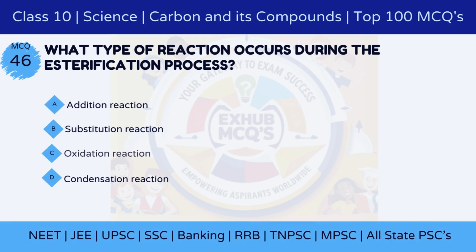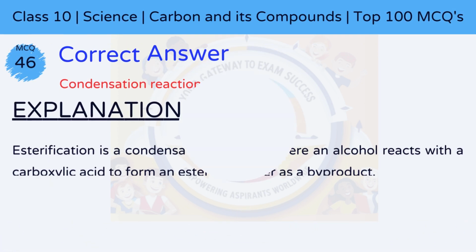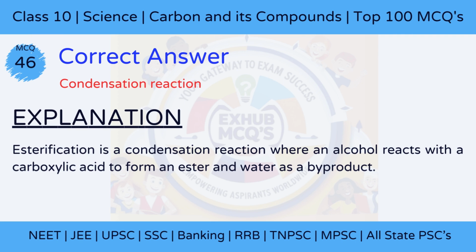MCQ 46. What type of reaction occurs during the esterification process? Option A, addition reaction. Option B, substitution reaction. Option C, oxidation reaction. Option D, condensation reaction. The correct answer is option D, condensation reaction. Explanation: esterification is a condensation reaction in which an alcohol reacts with a carboxylic acid to form an ester and water as a byproduct.